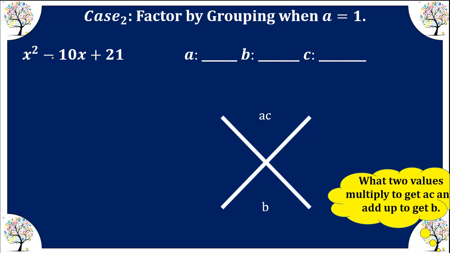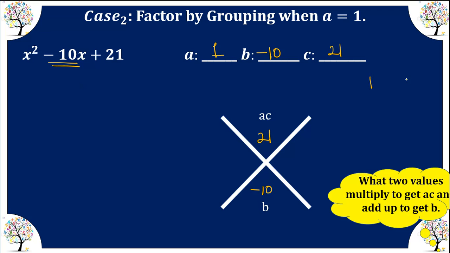X squared minus 10x plus 21. A is 1, B is negative 10, and C is 21. Our graphic organizer, 1 times 21. Our B value, negative 10. We're trying to find how can we break apart negative 10x into two terms. So we have 4 terms.